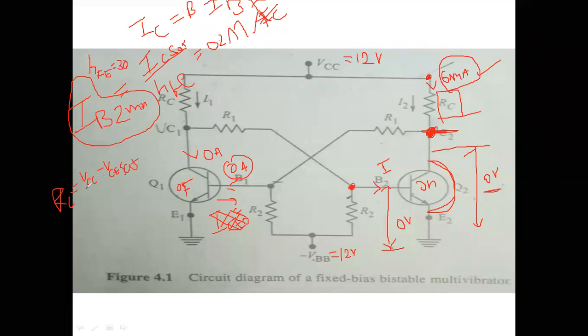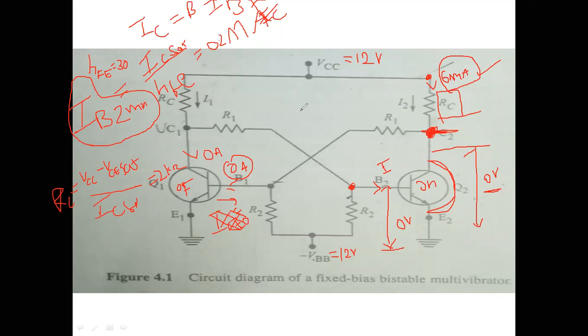VCC minus VCE sat divided by the current. Voltage by current, simply R equal to V by I. This is the voltage and the current is nothing but IC sat, the current flowing in that branch in our circuit. Therefore, if you substitute VCC as 12 volts, VCE sat as 0 volts and IC sat as 6 amperes, then you get this value as 2 kilo ohms. Therefore, the RC value is 2 kilo ohms.